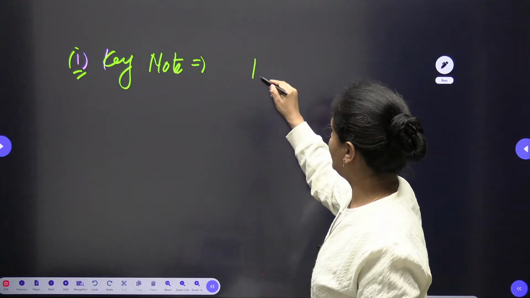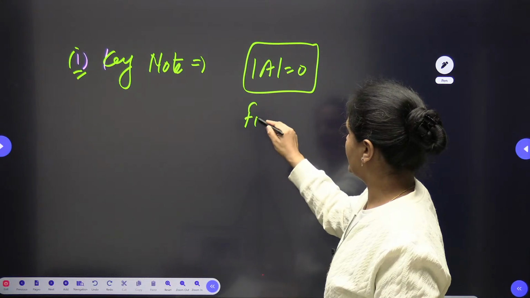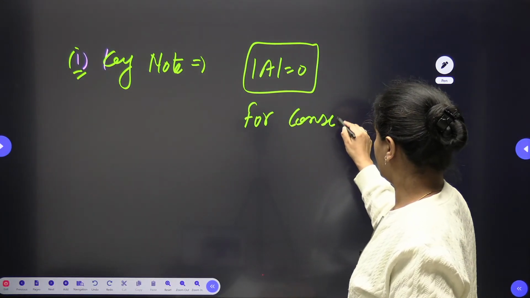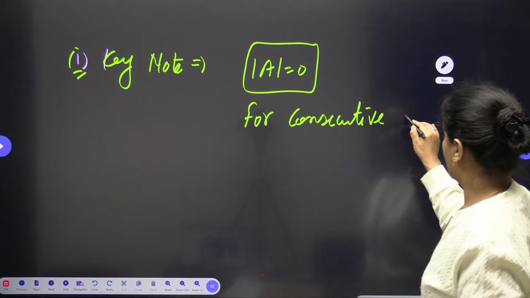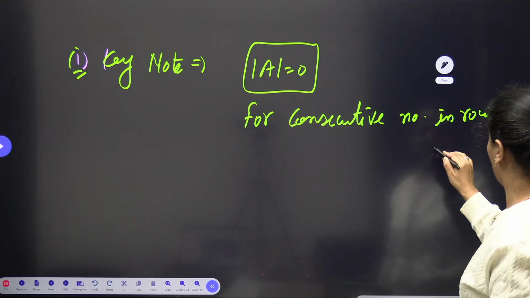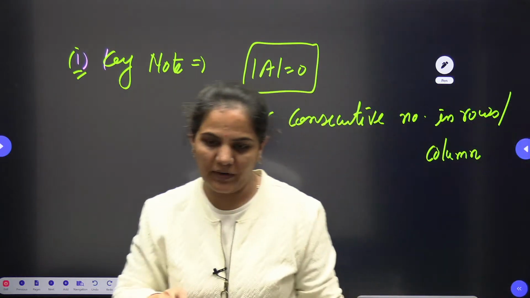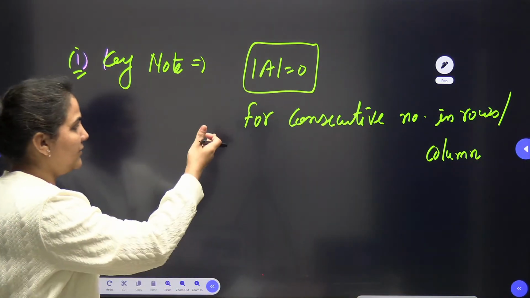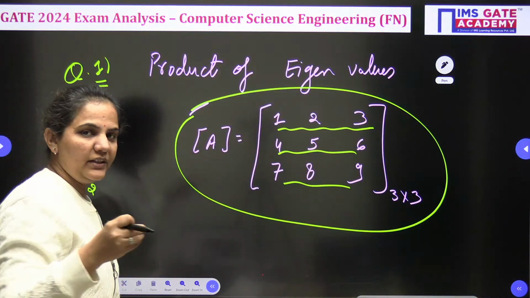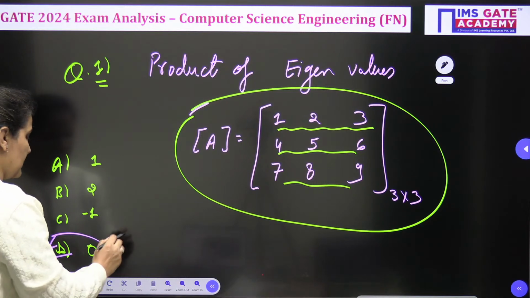So in that case we can write that the determinant is 0 for consecutive numbers in rows or columns, whatever the pattern you are following. If you are following the row or the column, then also you can solve. So directly we can approach that when the determinant is 0, it means the product of eigenvalues is 0. So hence my answer will be 0. I can go with this one.